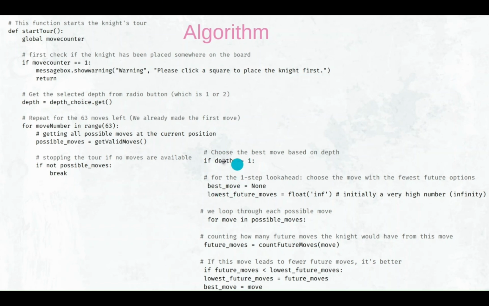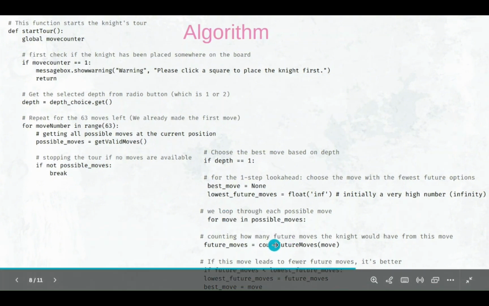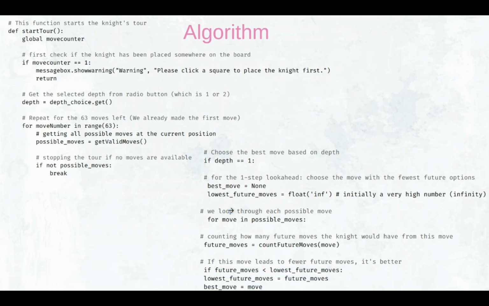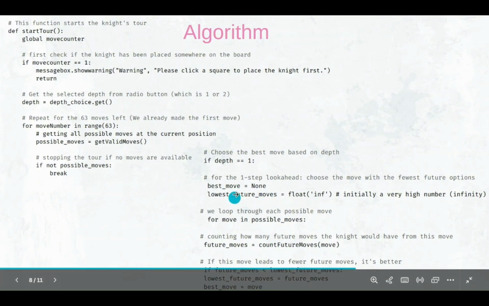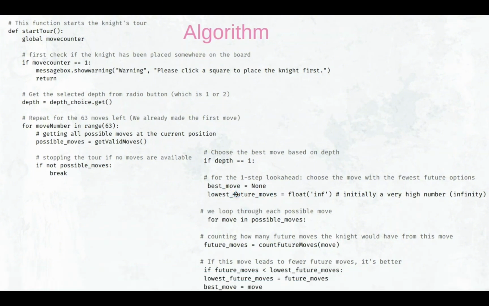So the first thing in this part is we set the best move to be None and the lowest future moves to be a very big number like infinity. Then we will try to loop over each possible move from the ones that we already found. For each move, we will count the number of future moves, and then we will compare it to the lowest future moves variable. If it is lower, then this number becomes the new variable, and that move will become the best move. And we will keep on doing it for all the possible moves that we found before.